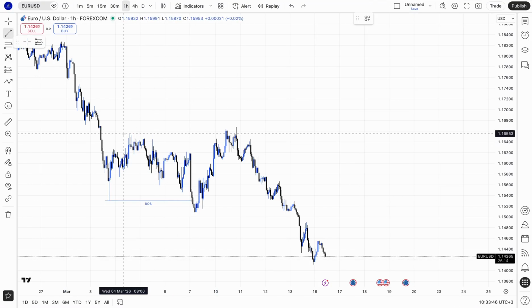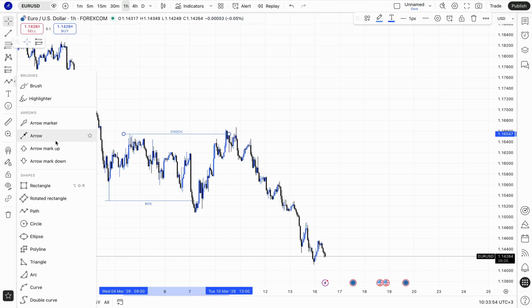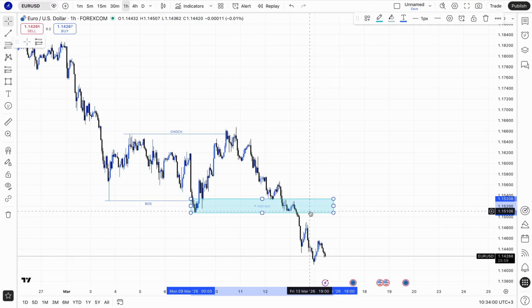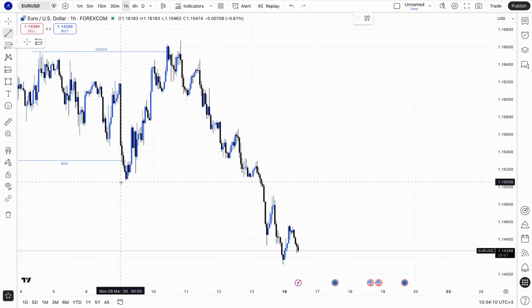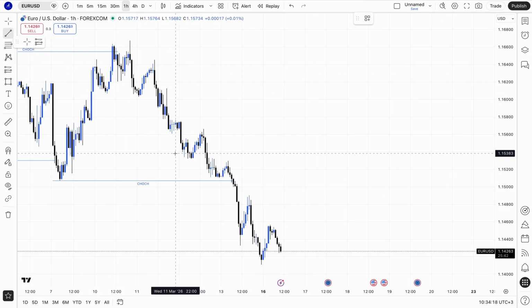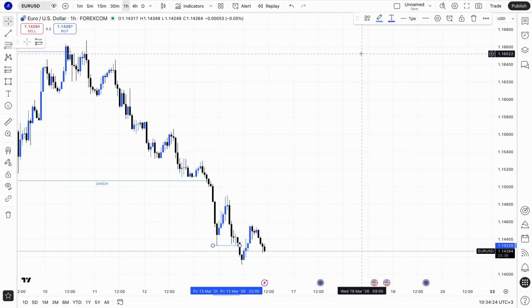then a change of character to the upside, still external market structure, and then here we had our order block, which was disrespected, but the price didn't come back to tap into our bearish breaker block. Then we had our change of character to the downside, then we had our break of structure to the downside, continuation.